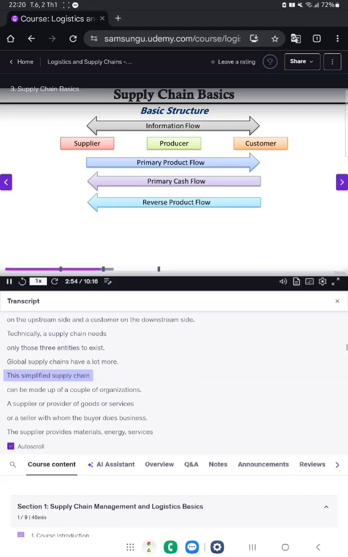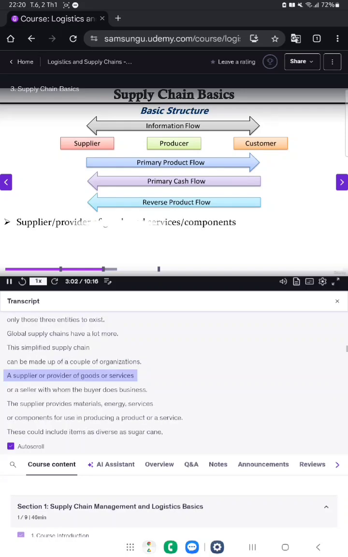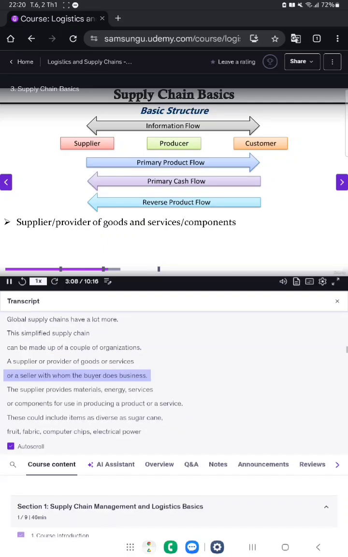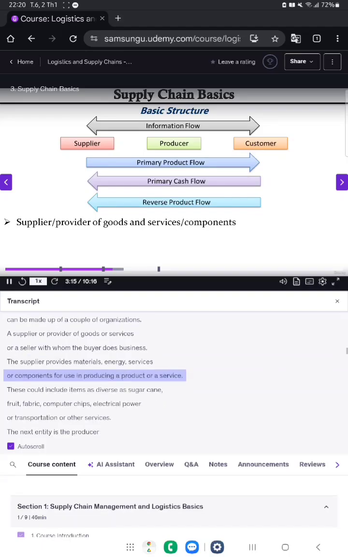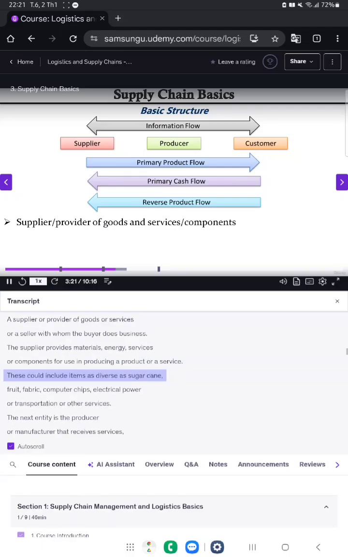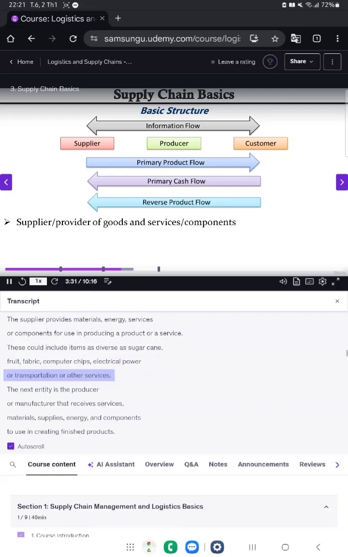This simplified supply chain can be made up of a couple of organizations: a supplier or provider of goods or services, or a seller with whom the buyer does business. The supplier provides materials, energy, services, or components for use in producing a product or service. These could include items as diverse as sugarcane, fruit, fabric, computer chips, electrical power, or transportation or other services.